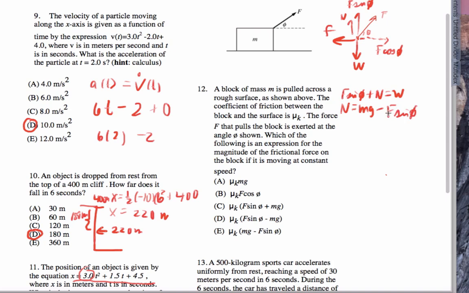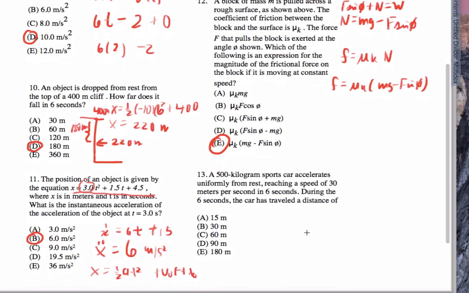And then in the horizontal direction, we're going to actually, you know what? It doesn't really matter too much for now. Let's get the friction force. The friction force is going to be mu k times N. So F is going to be mu k times (mg minus F sine phi). Any of those choices on there? Letter E. Good for us.